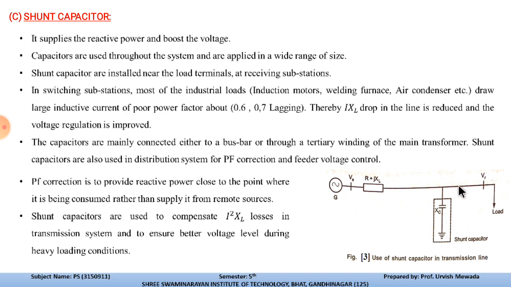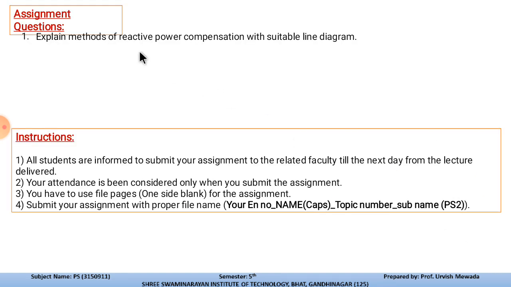After this topic, you have the assignment question. The assignment question is: explain the method of reactive power compensation with a suitable line diagram. Students, this is the last lecture of chapter number 3. This is the instruction related to this assignment question. Please read it carefully and submit your assignments within time.